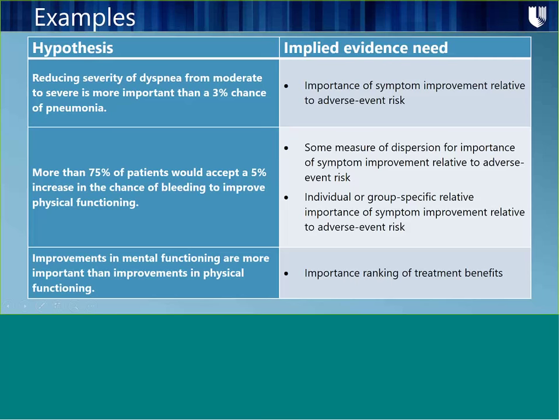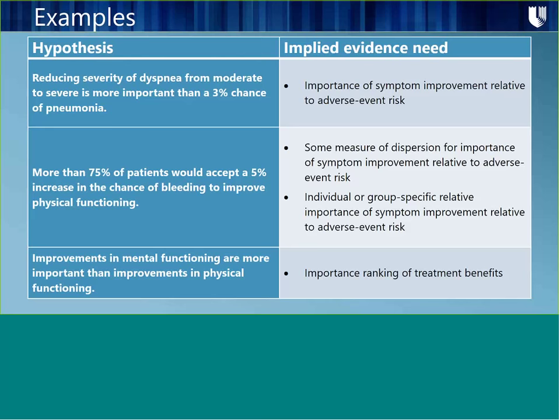Now, I wanted to share some example hypotheses based on the example research questions that we already discussed, and show you explicitly what kind of evidence you would want to collect in order to test that hypothesis and ultimately answer the research question. So first hypothesis, you can think about reducing the severity of dyspnea from severe to moderate, and evaluate whether that improvement is more important than a 3% chance of pneumonia or any other sort of adverse event. That's a benefit-risk question, and you would want to understand the importance of these two changes. One is the improvement in efficacy, the other one is the worsening of the chance of risk.